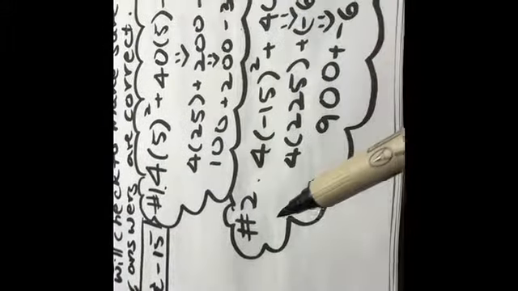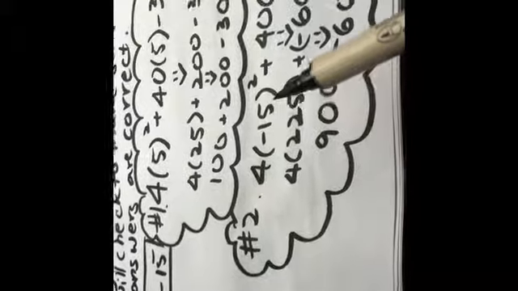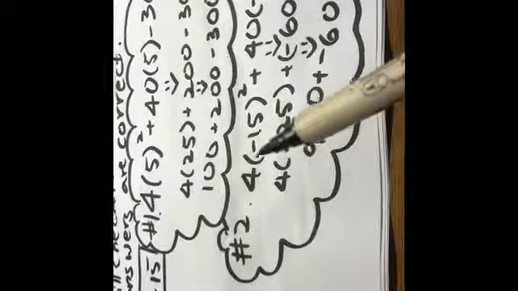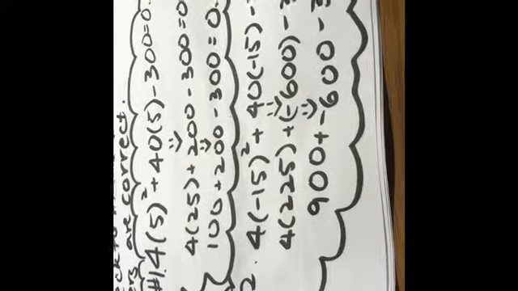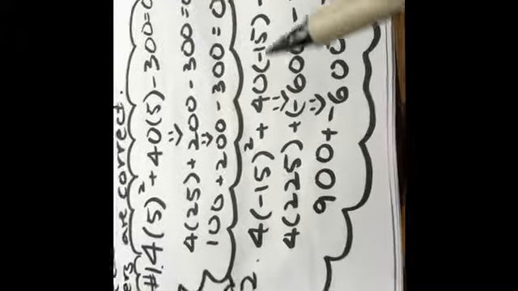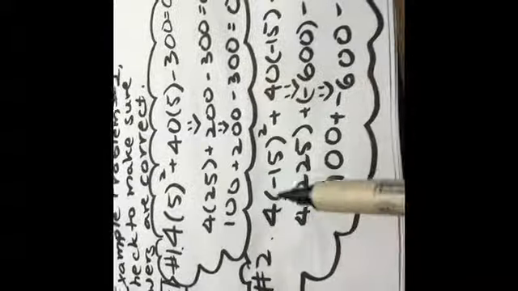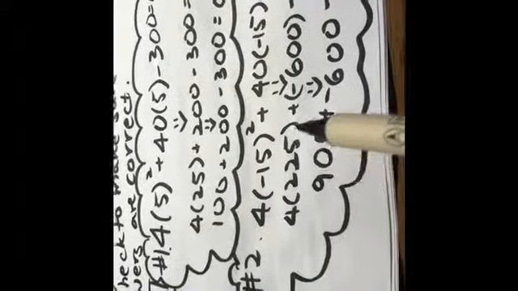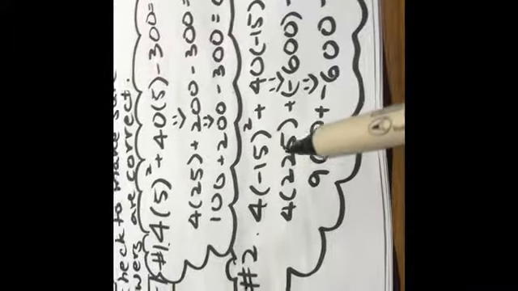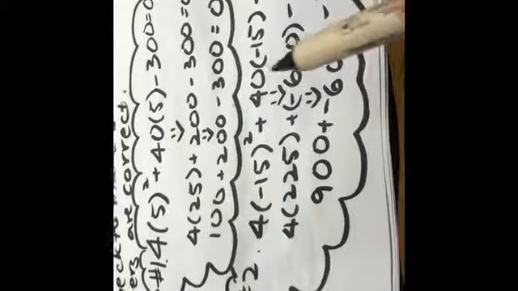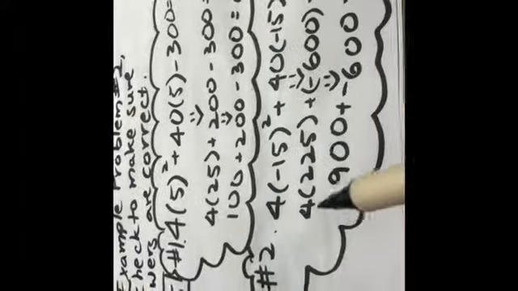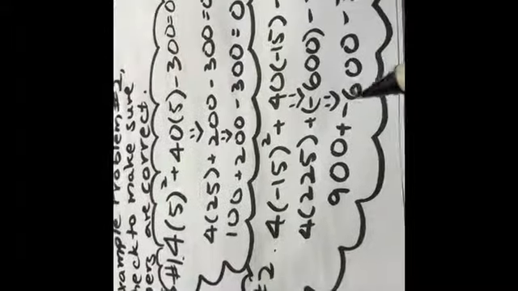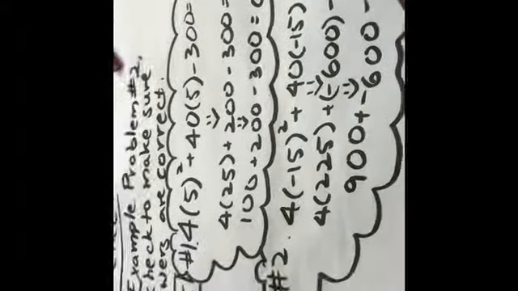And then for the second problem, we're going to have 4 times negative 15 squared, plus 40 times negative 15 minus 300 equals 0. Negative 15 squared is 225. So 4 times 225 plus negative 600 minus 300 equals 0. 4 times 225 is 900 minus 600 minus 300 equals 0. So the second answer is also correct.